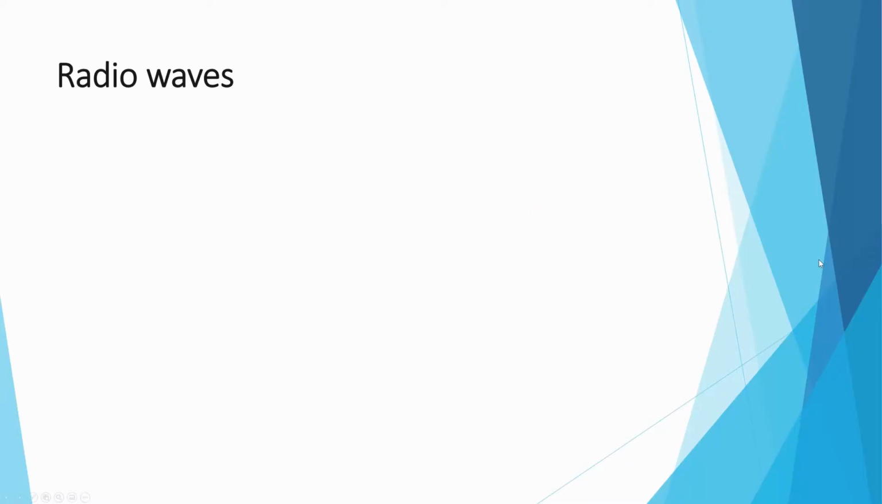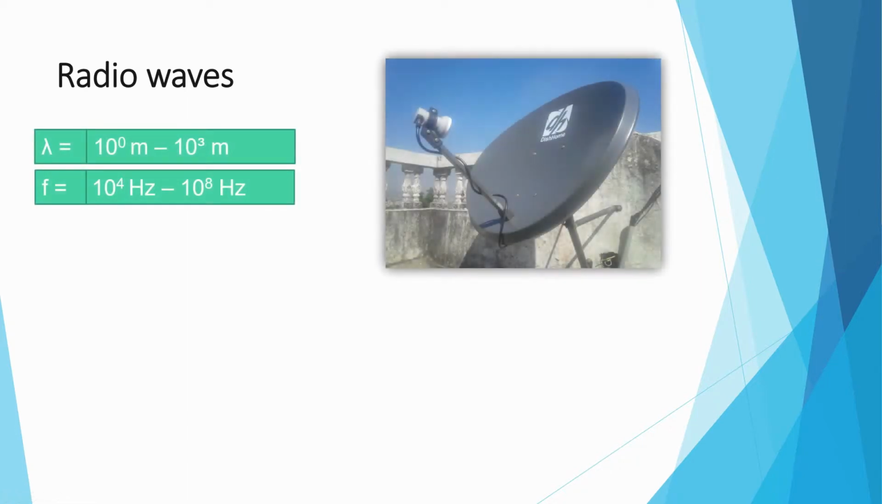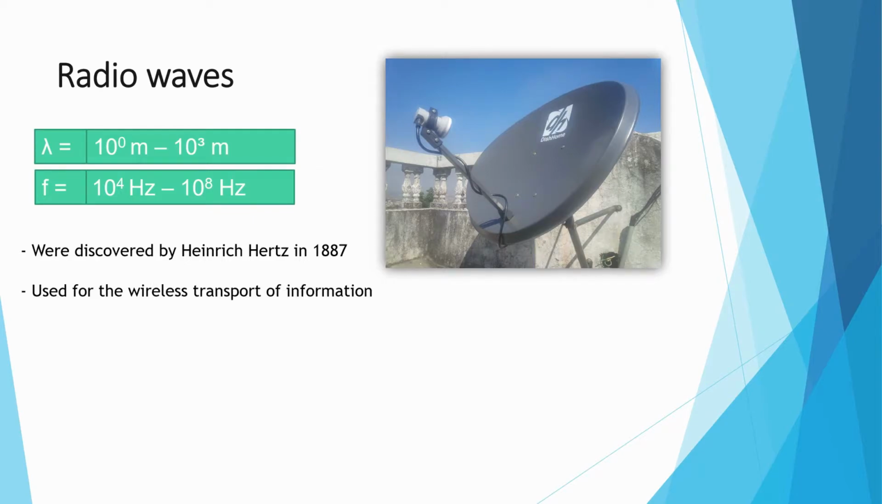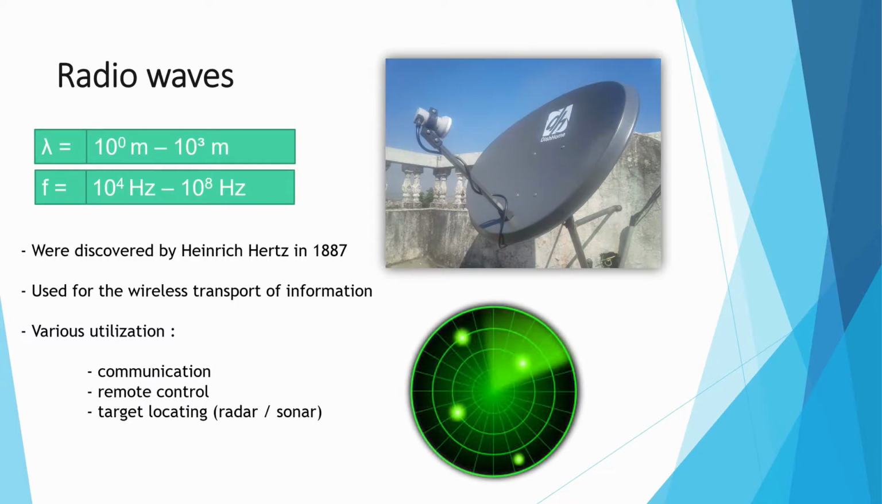The first wave, with the lowest frequency and the highest wavelength, are the radio waves. They were discovered in 1887 by the German scientist Heinrich Hertz. They are mostly used for wireless transport of information. However, there are multiple utilizations: communication, remote control, and also target locating by devices like radar and sonar.